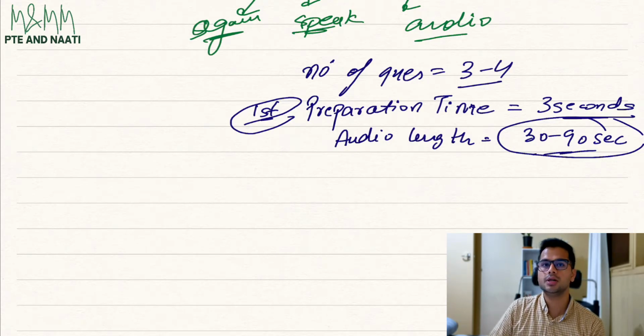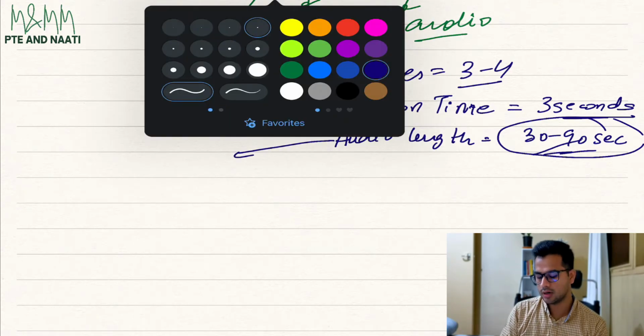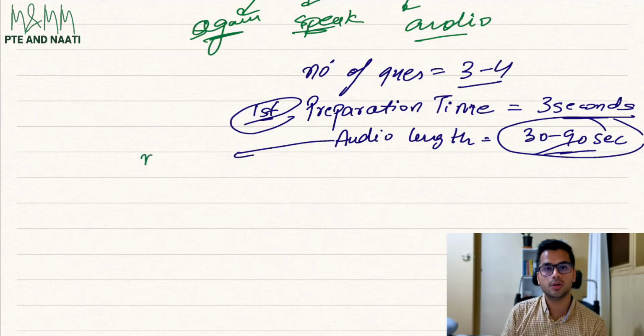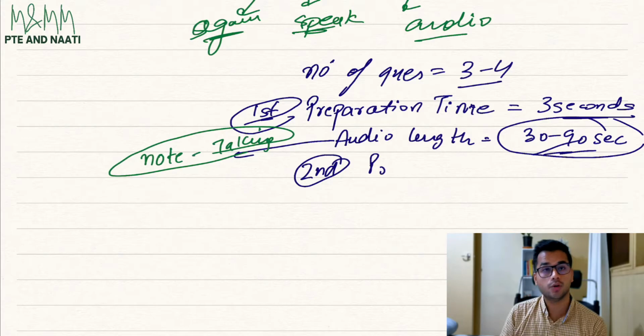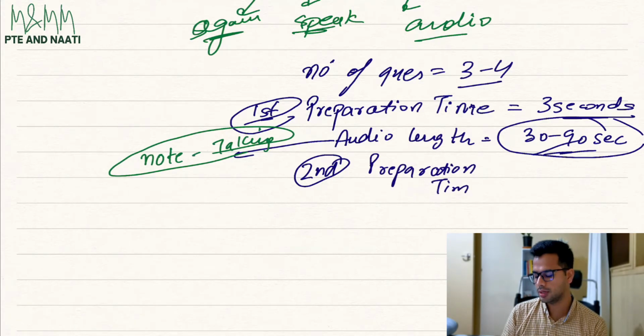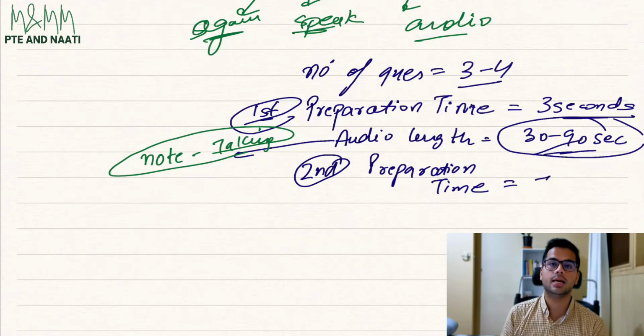Now, obviously, since you're listening to the audio and that audio is anywhere between 30 to 90 seconds, there is no way that you can keep all the information in your mind. So during this audio time, what we are doing is we are taking notes. That's very important. Without note taking, this task will not happen. Once that audio is over, again, you don't have to speak your answer yet. They will give you a second preparation time for that.